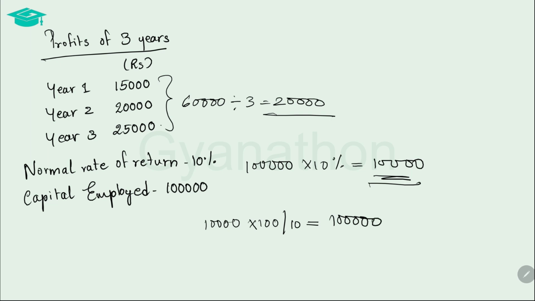So with this, we have discussed all the methods of calculation of goodwill. That is the average profit method, the super profits method, as well as the capitalization methods.